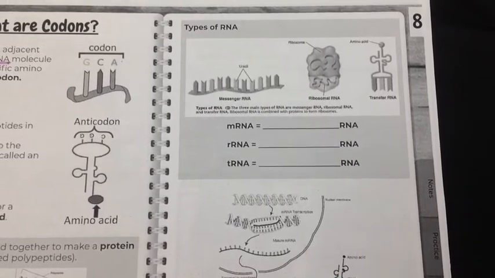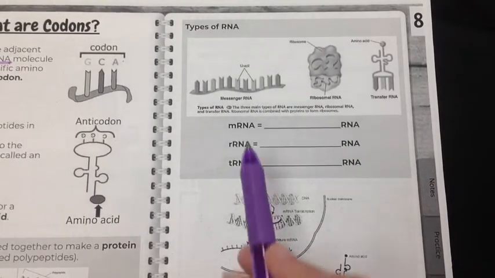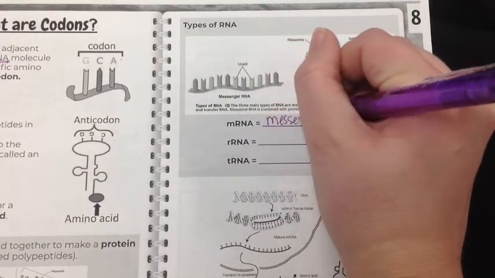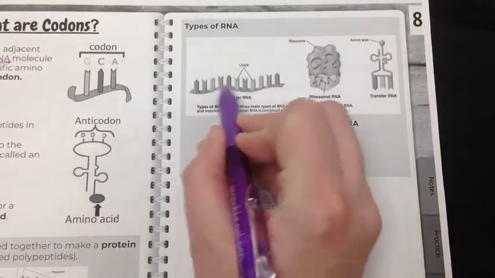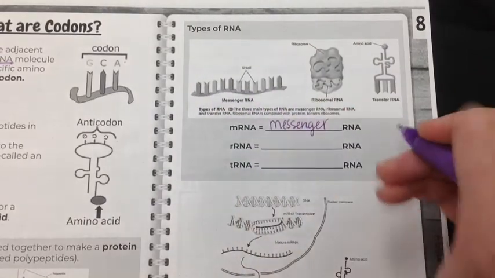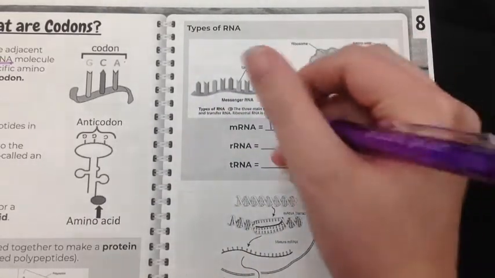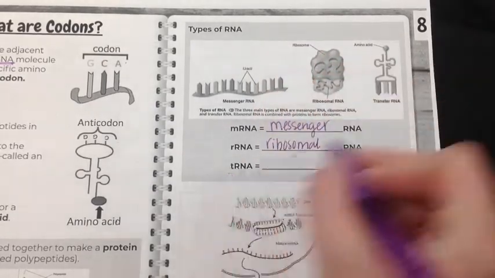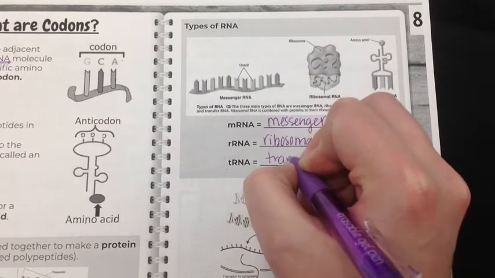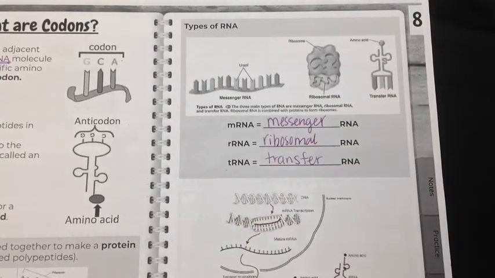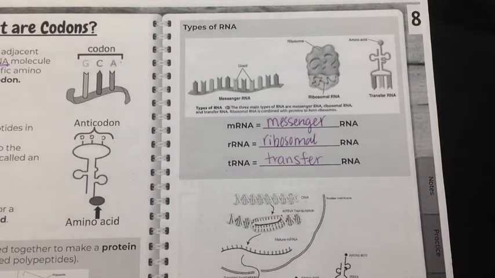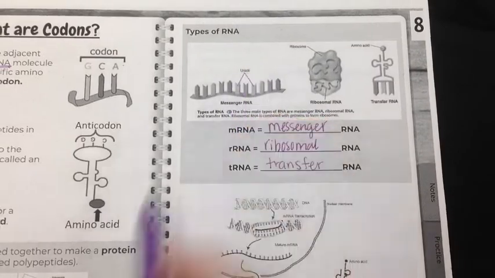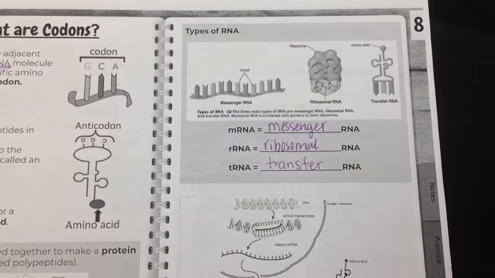Types of RNA. Do you remember what mRNA stands for? Messenger. And there's a picture of it right here. rRNA: ribosomal. tRNA: transfer. So here are 3 types of RNA. Remember that RNA uses uracil, it does not use thymine.